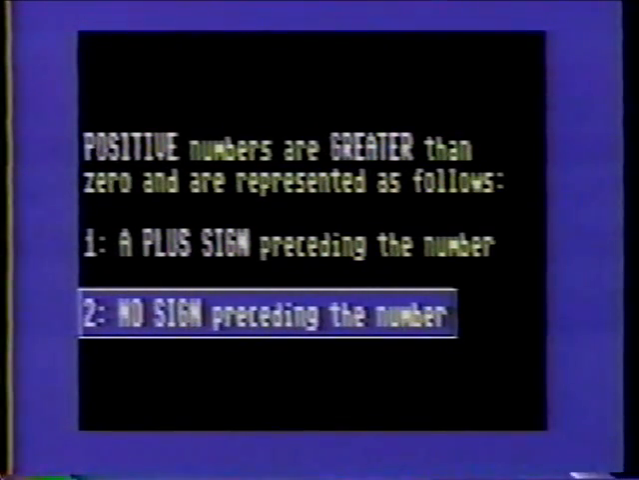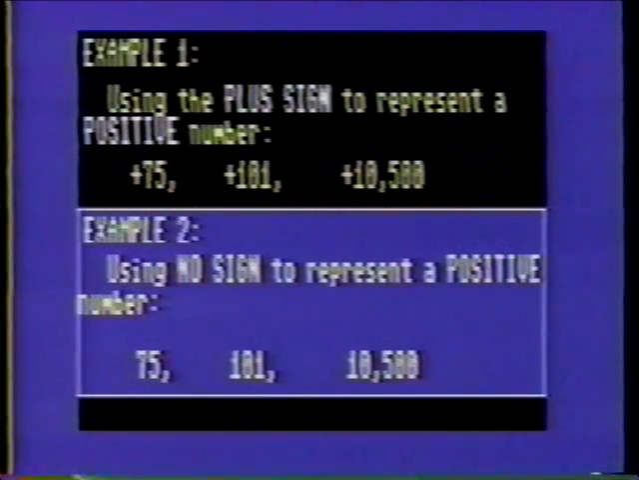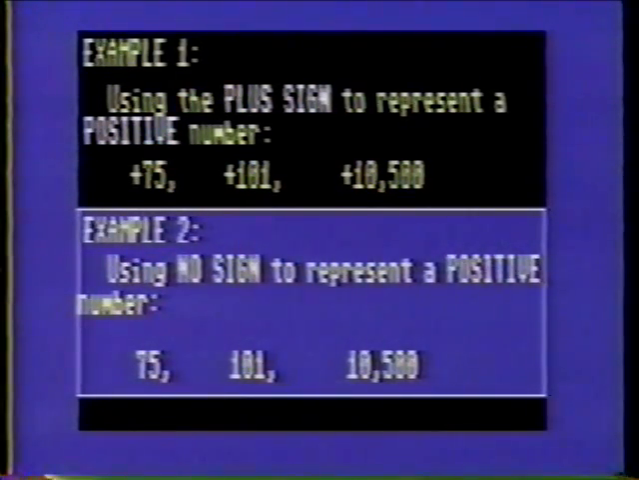Let's look at some example problems. Using the plus sign to represent a positive number, you have positive 75, positive 101, positive 10,500. Using no sign to represent a positive number, you have 75, 101, 10,500. As you might suspect, positive numbers have a counterpart, an opposite if you will. If positive numbers represent gain, the negative numbers represent a loss.